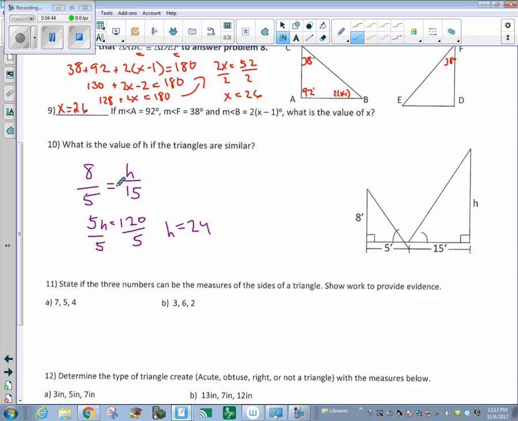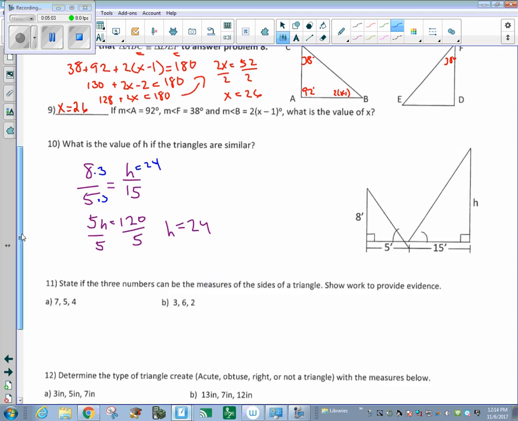The other way you could have looked at this is that one way I kind of quickly looked at this is I said, oh, 5 times what gives me 15? So if I did 5 times 3, that would give me 15. If I do 8 times 3, h then could have been 24 as well. That could have been another way you could look at it instead of doing the cross multiplication to solve.